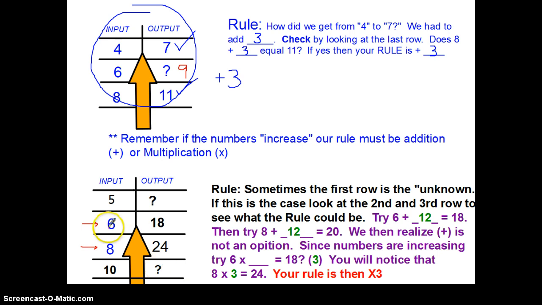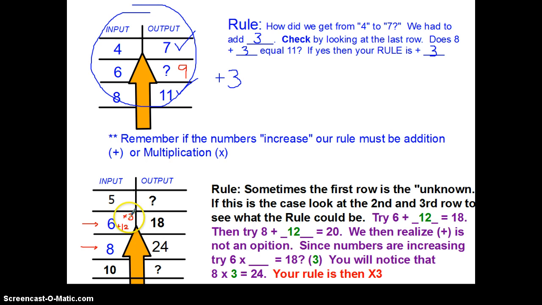Okay, so how do I get from 6 to 18? Well, from 6 to 18, I know that I can times it by 3, and I also know that I can add 12, because 6 times 3 is 18, 6 plus 12 is 18. So now let's look at this second set of numbers. 8 and 24. These are two numbers that I know.